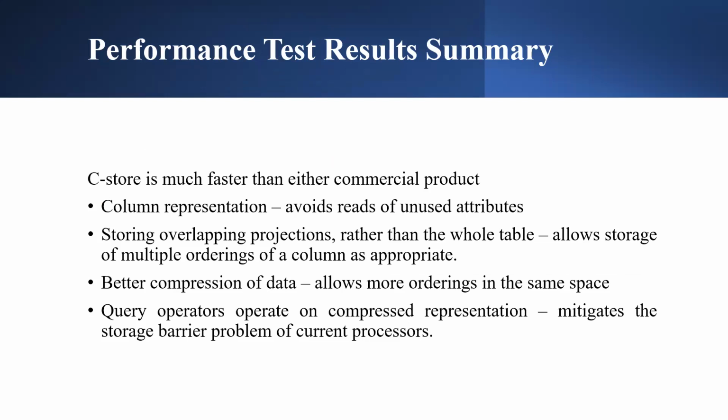So the performance can be summarized as shown. C-Store is much faster than either commercial product. It is because of the column representation, which avoids reads of unused attributes. It stores overlapping projections rather than the whole table, which allows storage of multiple orderings of a column as appropriate. It has better compression of data, which allows more orderings in the same space. It has query operators that operate on compressed representation, which mitigates the storage barrier problem of the current processors.